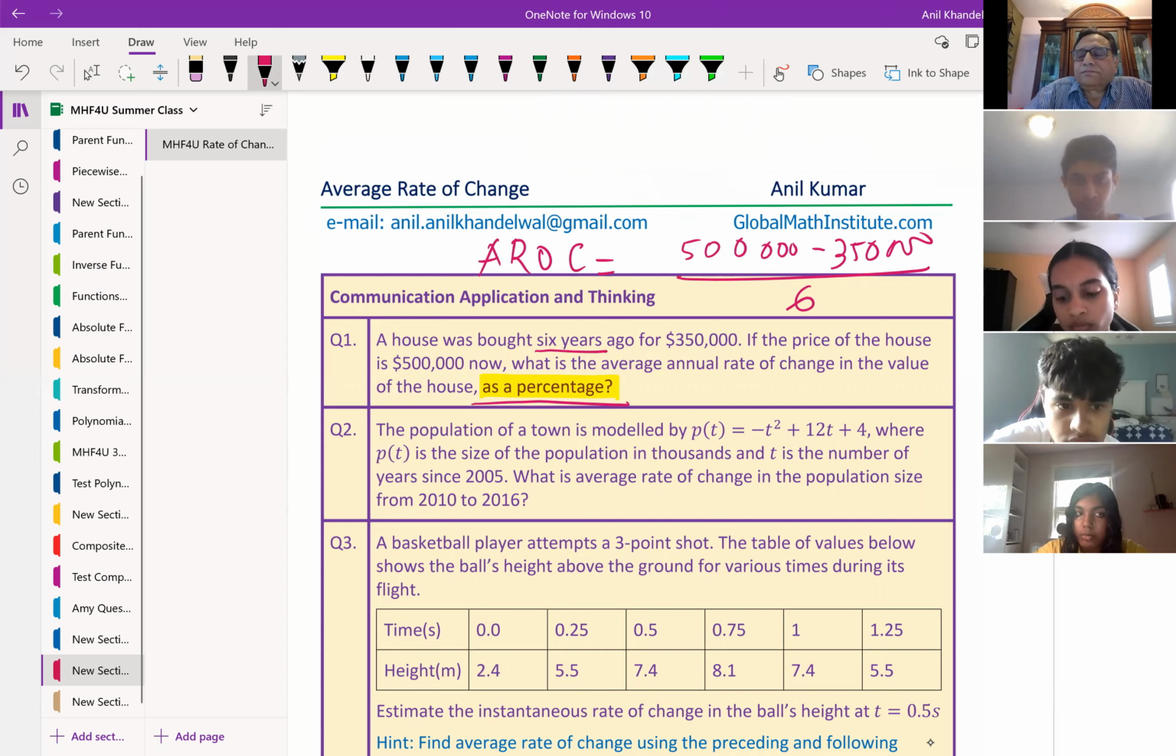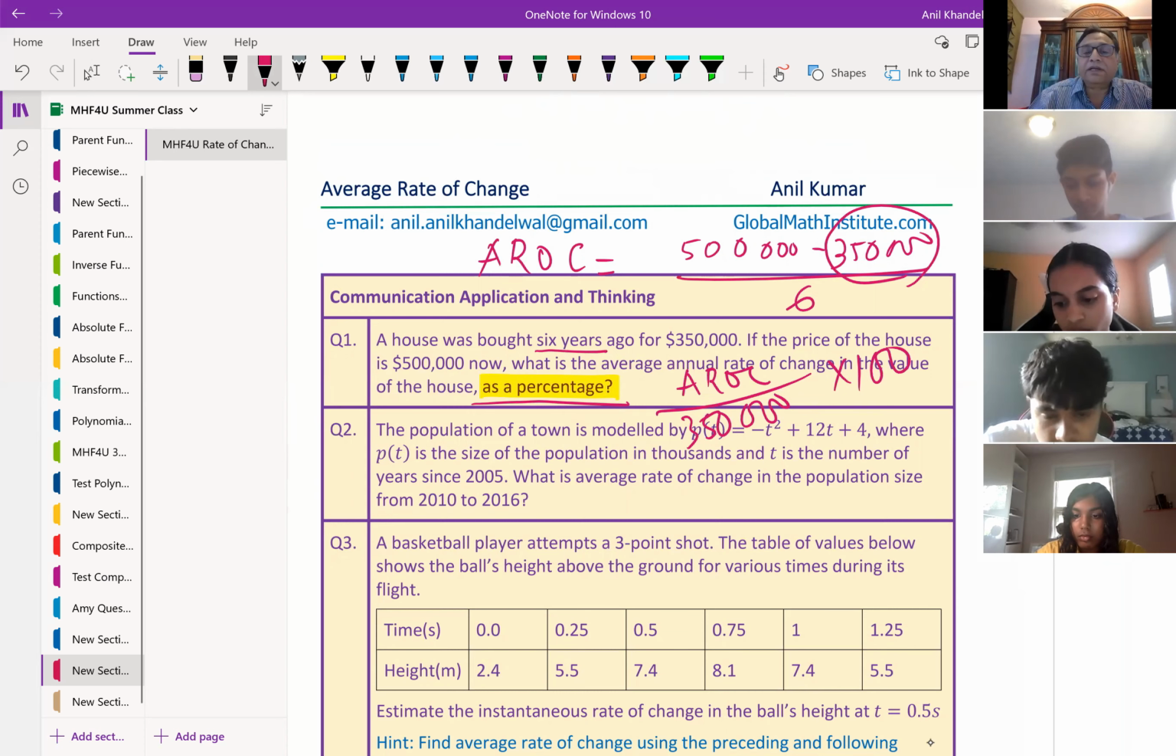Divided by the original value. Let us say we get this as the average rate of change, right? We'll divide this by the initial value, which is 350,000. Is it okay? And multiply by 100 to get the average rate of change as a percent per annum. Do you get the idea now? Make a note of this statement. This question will be there in the test and you will not understand what it means. So average rate of change can be written as a percent also. Is this clear? Perfect.